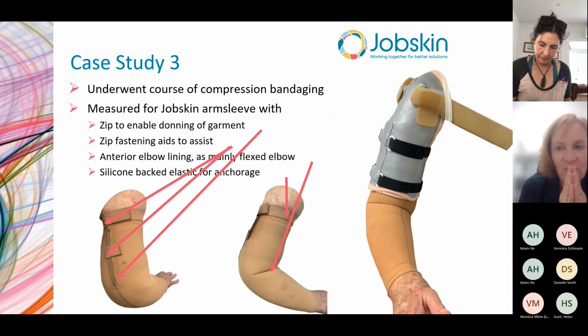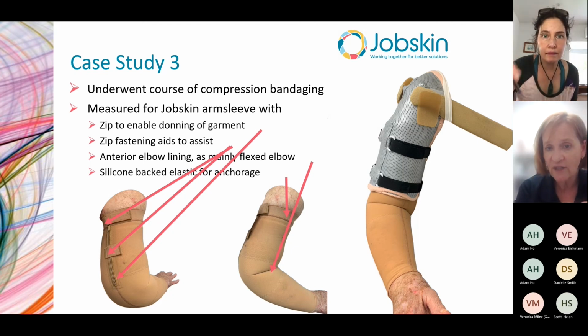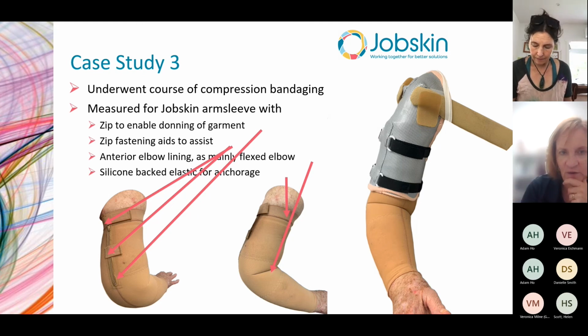which really did make a difference, obviously, when you're putting a garment on where there's an unhealed humeral fracture, you don't want to dislodge or displace it in any way. So this kind of held things stably while the zip could be done up. She also had an anterior elbow lining, as she was needing to use a collar and cuff, so her elbow was flexed all the time. And I think I mentioned already she had silicone-backed elastic at the top for anchorage.